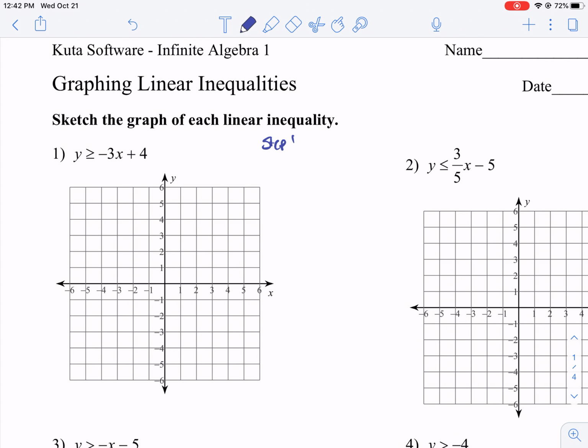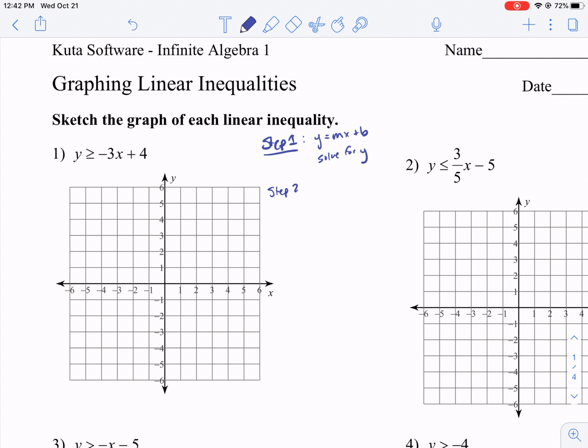Step one, in my opinion, it's way easier if you do this. You need to get it into y equals mx plus b form. Essentially, you want to solve for y. That's your first step. Our first step is already done in example number 1, so we're ready to move on to number 2.